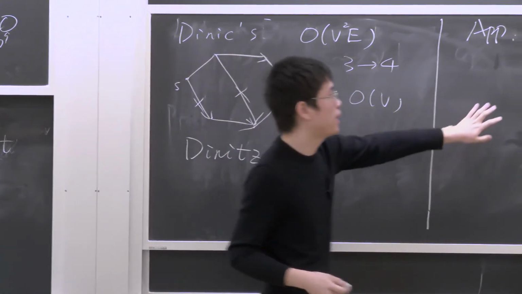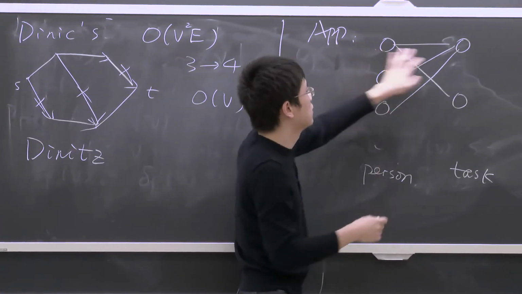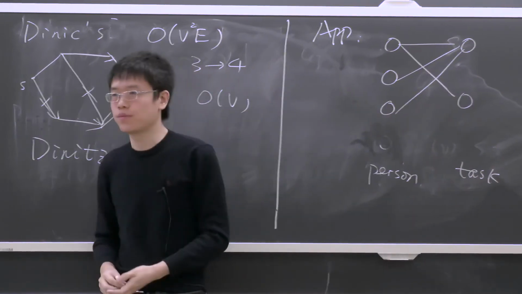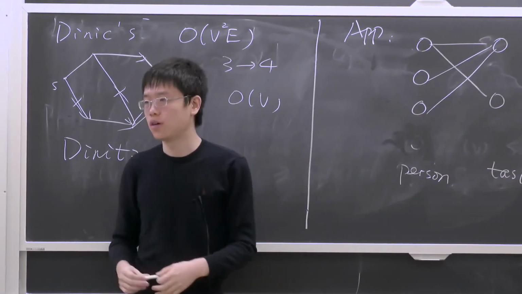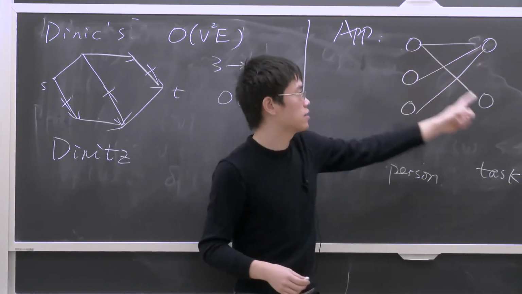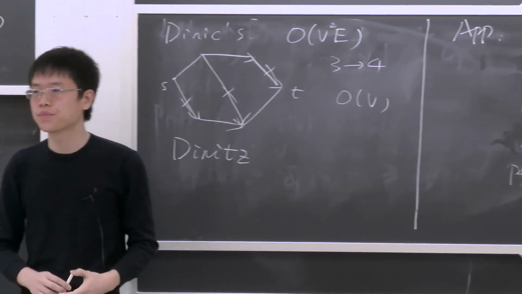So here you can see a bad matching, which is I assign this first guy to task 1, then no one can do task 2. Right? So if I'm smarter, I'll assign one of these guys to that task and have this person handle the other task. Is the problem clear?